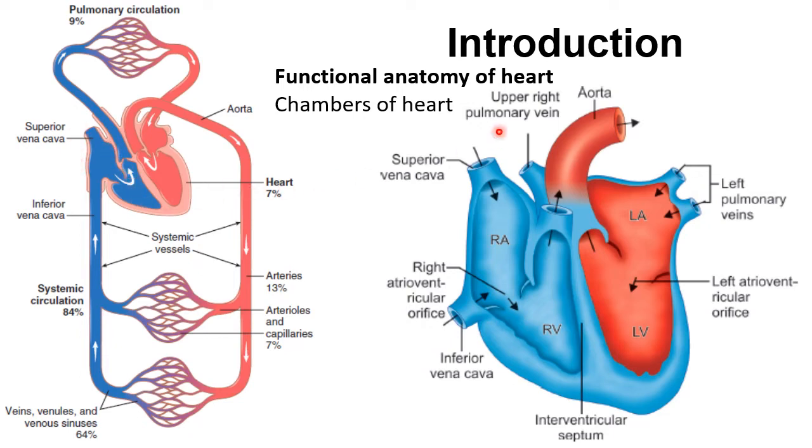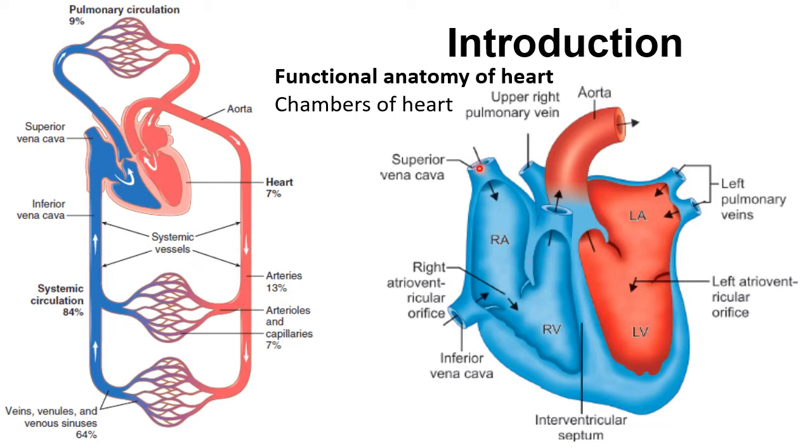Now coming to the structures inside the heart, it consists of mainly four chambers and two muscles. The upper muscle is called the atrial muscle and the lower muscle is called the ventricular muscle, which is separated by a fibrous sheet. The atrial muscle is further divided by an interatrial septum, as you can see here. This is the interatrial septum into right atrium and left atrium.